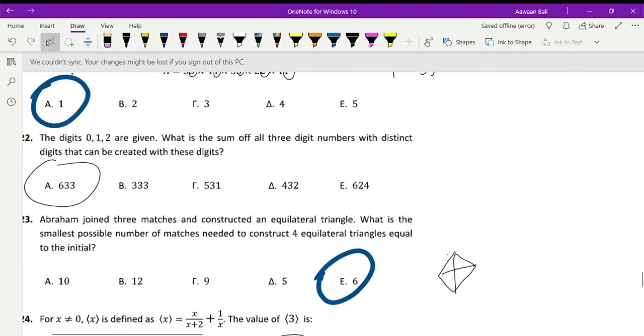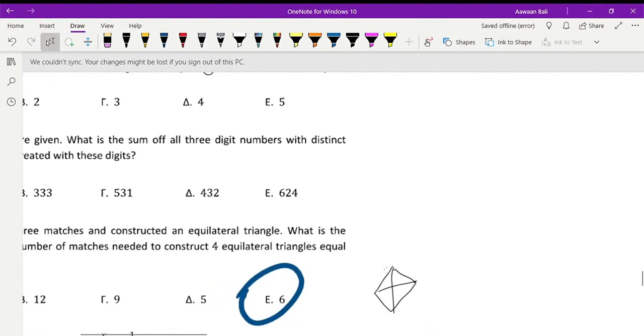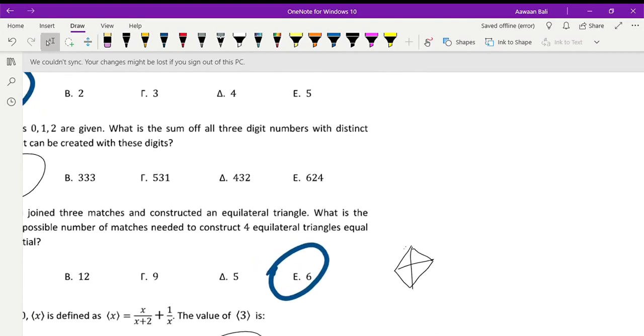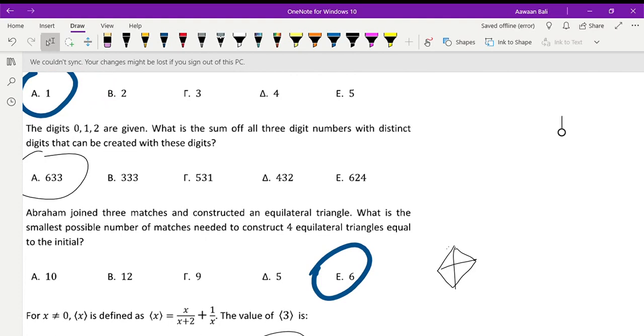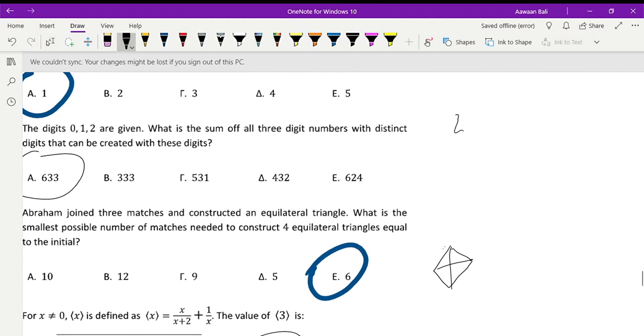Okay, so all 3 digit numbers. So we're not saying 0, 1, 2. Definitely not. We can just go from the biggest to the smallest, since that's how column methods are normally written. So 2, 1, 0, then 2, 0, 1, and put the addition sign here. 1, 2, 0, then 1, 0, 2.